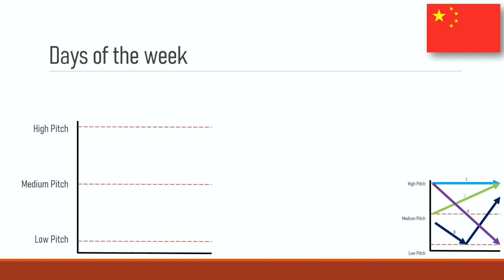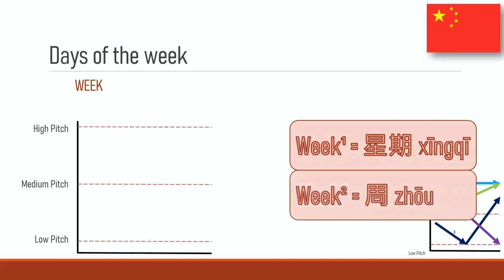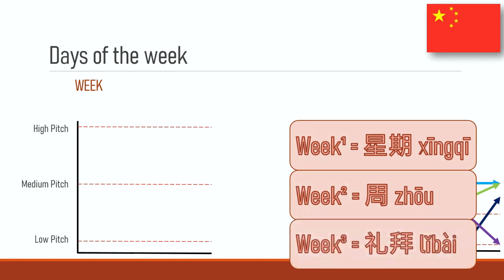Here's the formula for saying the days of the week. You start with saying the word for week, and there are 3 main ways of saying week, which are 星期, 周, and finally 礼拜.